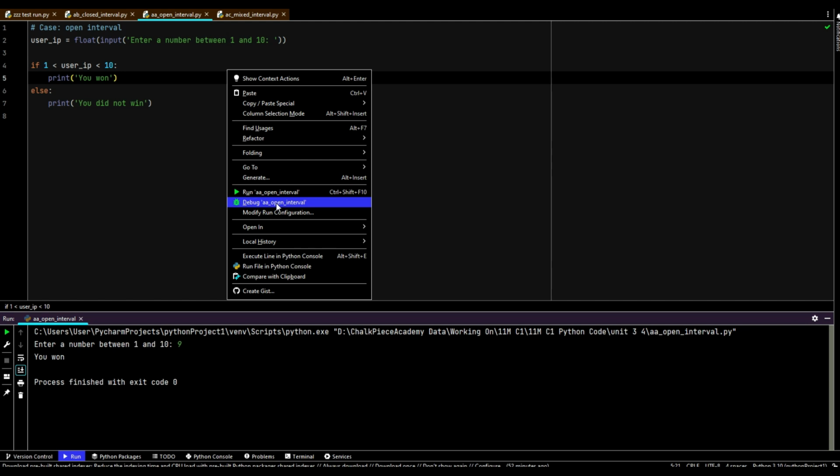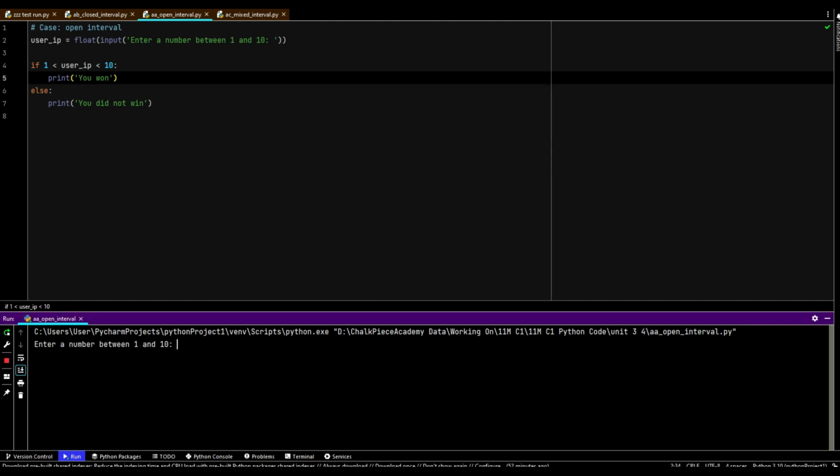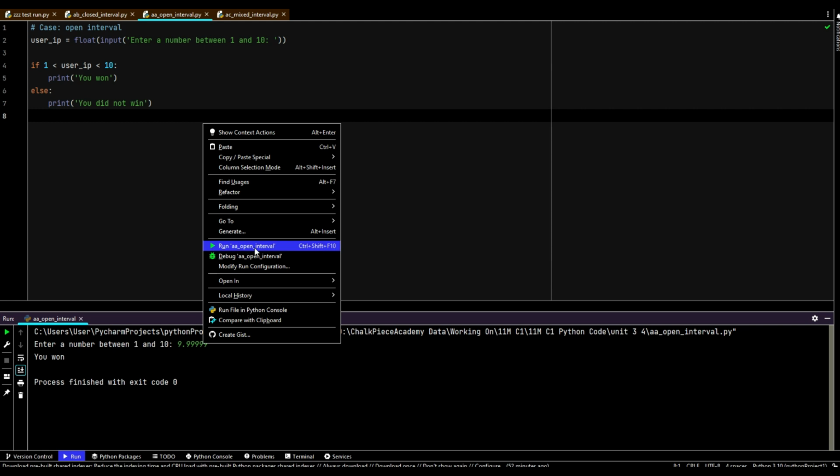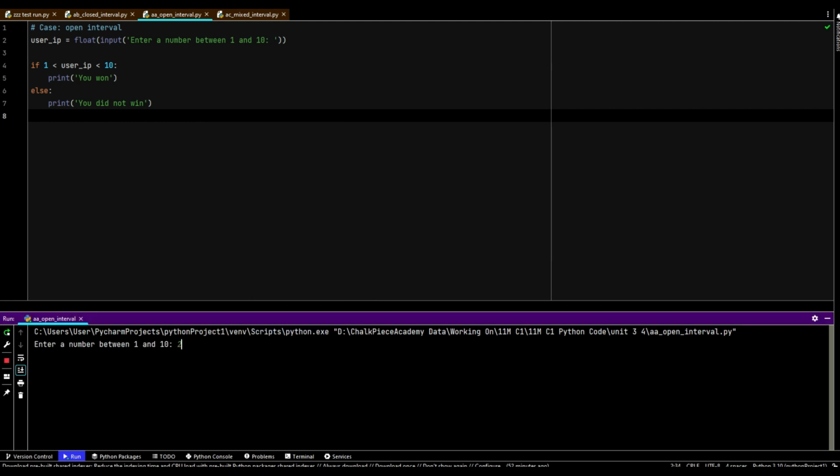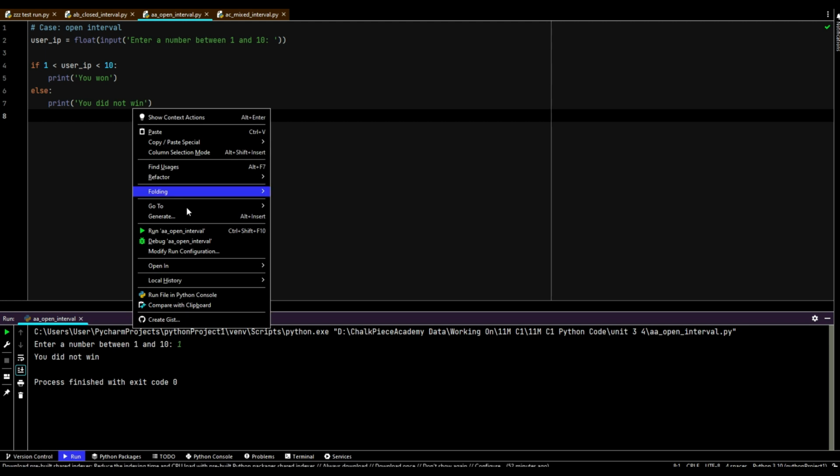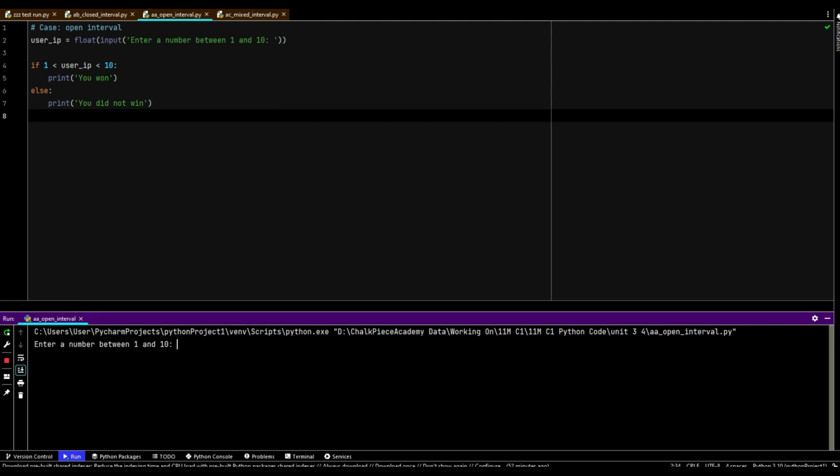The user won. So let's try 9.99999. Remember, this is a set of real numbers, so this is included, not natural numbers. Let's include 2.67658. Yes, again they won. Let's include 1. You did not win. Basically 1 and 10 are not part of the group. I'll enter 10. Again I did not win.